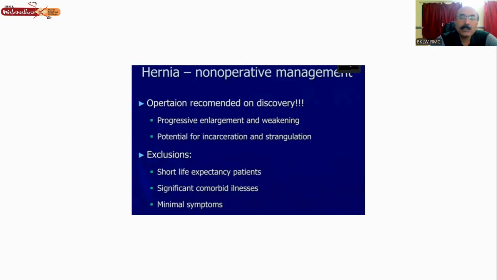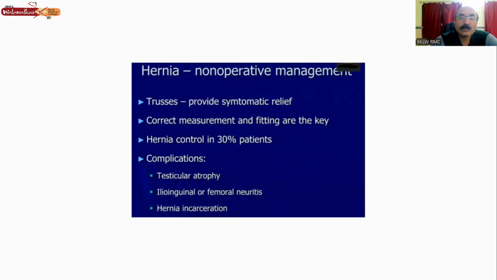Now, in which patients will you not advise surgery in spite of the hernia being there? If you are expecting a short lifespan, the patient is very aged, elderly, frail, or the patient is having significant comorbid illnesses. In those cases, you can avoid the unnecessary stress of anesthesia and surgery to these elderly people.